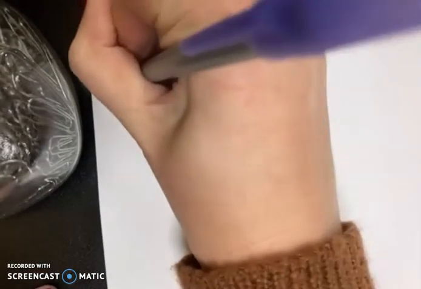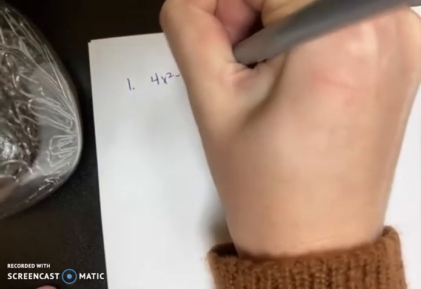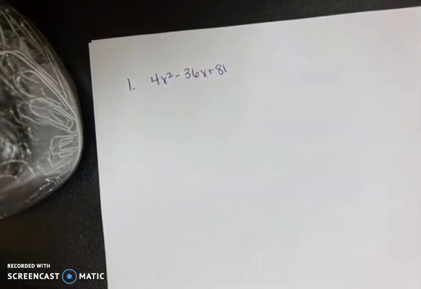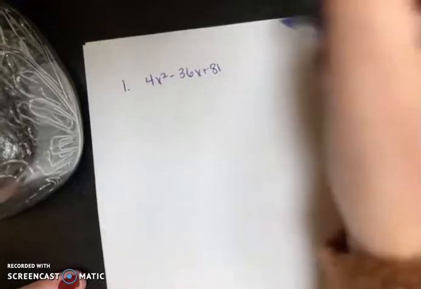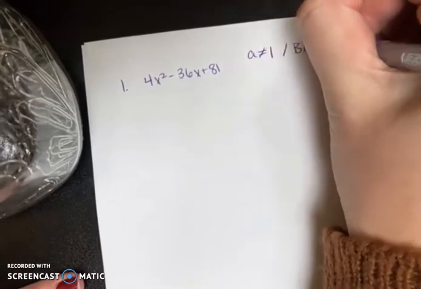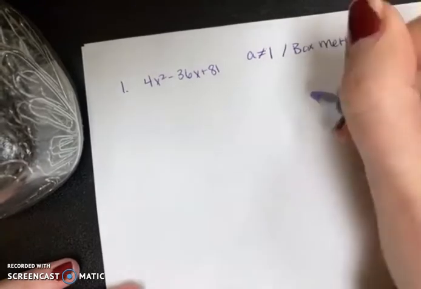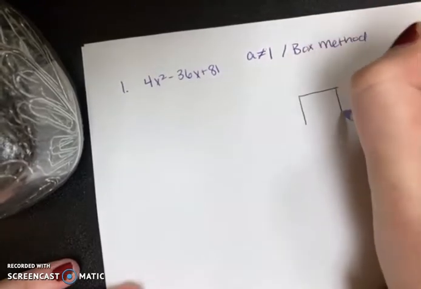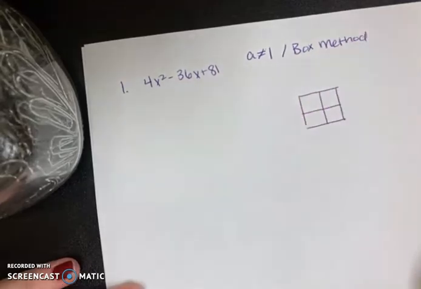On the matching activity, the first question was 4x squared minus 36x plus 81. There's actually two ways you could have approached this. Some of you may have recognized that this is a problem where a does not equal 1 and would use the box method. Remember, if you're trying to use the box method, you set up a box and cut it into 4 smaller squares.